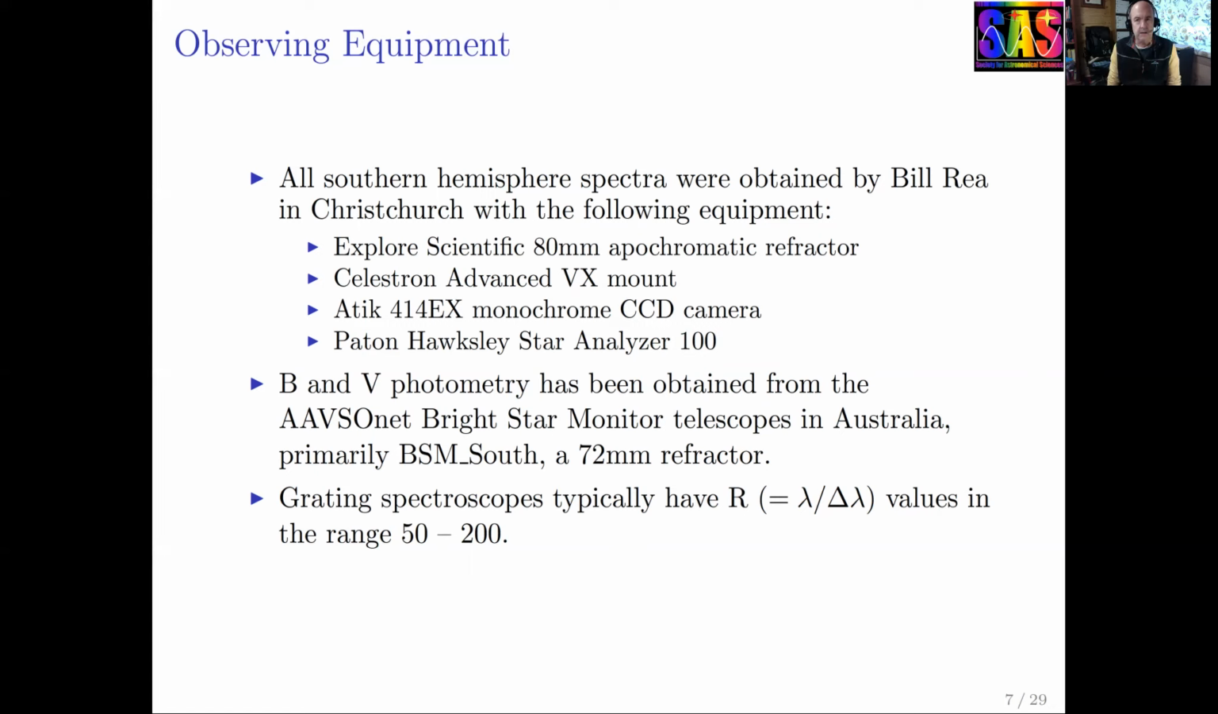We also use the AAVSO-Net Bright Star Monitor telescopes in Australia, of which there are two, but primarily we use the BSM South, which at that time was a 72mm refractor, again a small telescope, to do B and V photometry. In terms of resolution, these grating spectroscopes typically have R values between 50 and 200. This is really down the low end of things.